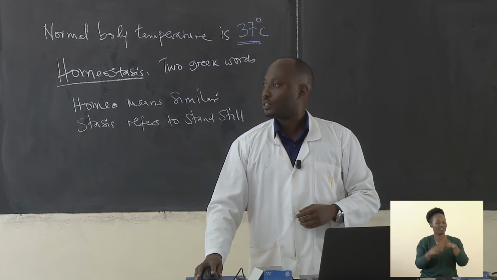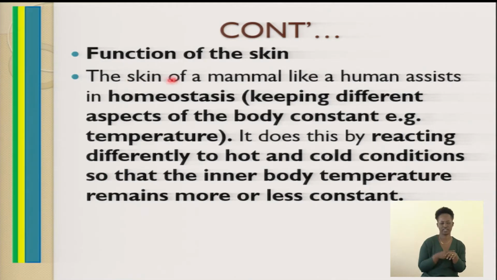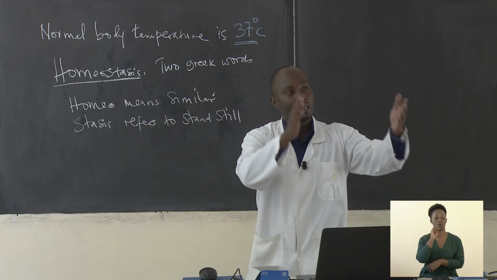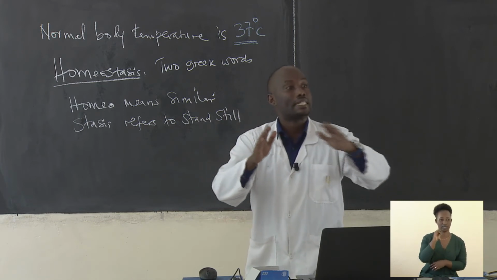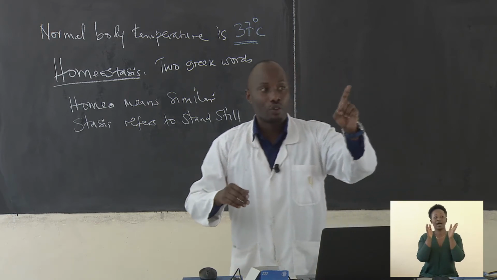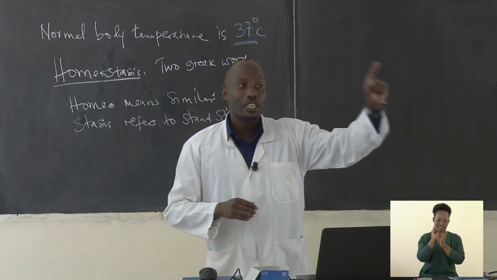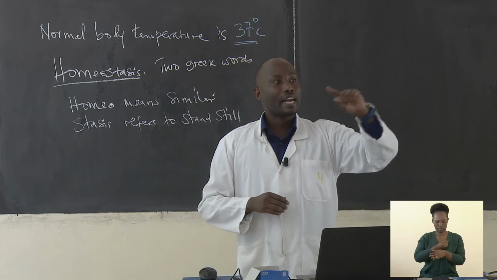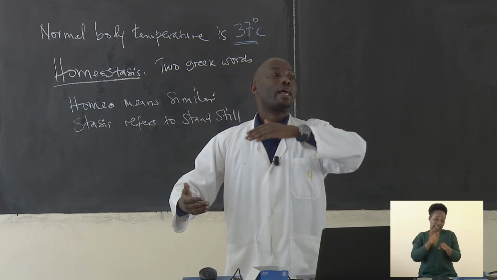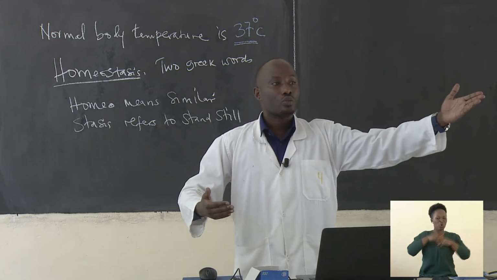Here are the functions. I said the skin of mammals, like human, assists in homeostasis. If I go back on what is written on the chalkboard, homeostasis, the word homeo means same, then stasis, at a standstill. So it makes our body temperature remain constant, regardless of external factors. You may find outside is too cold, but the skin does a way of trying to regulate the body temperature, regardless the external environment is cold.